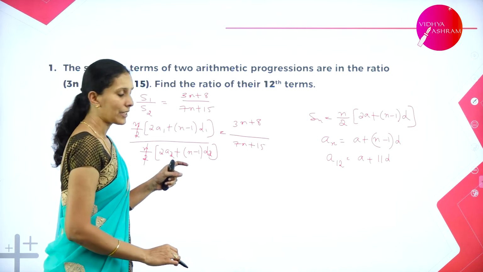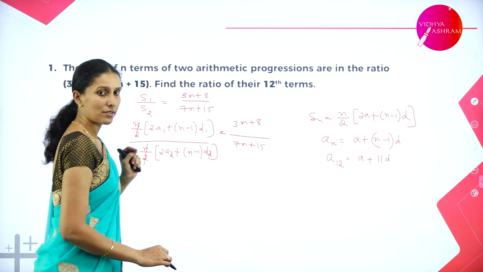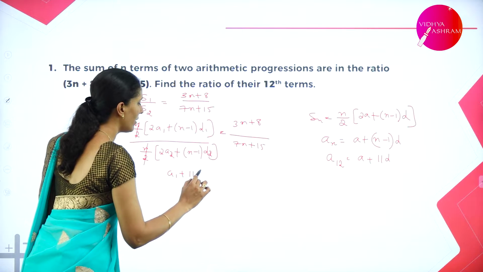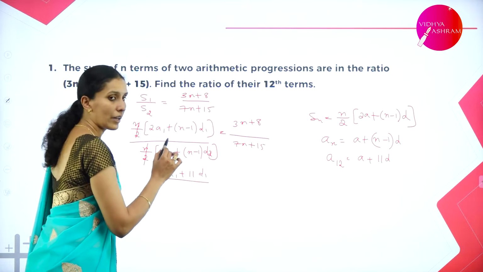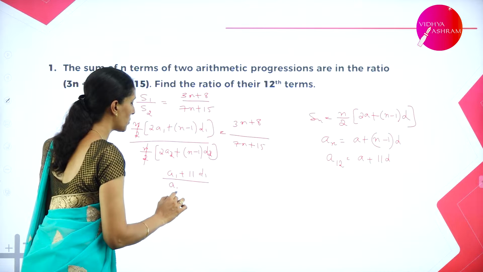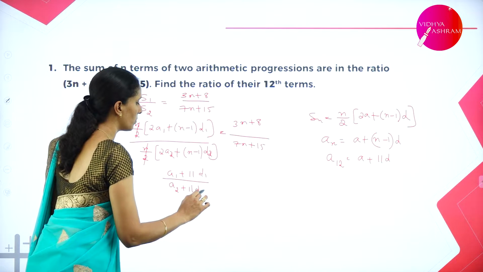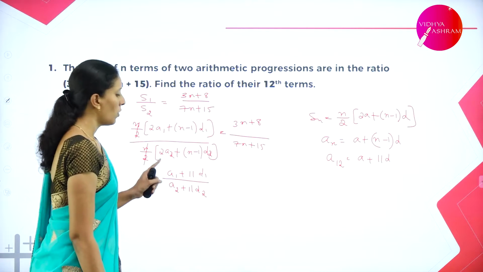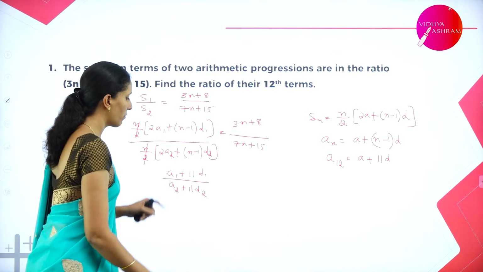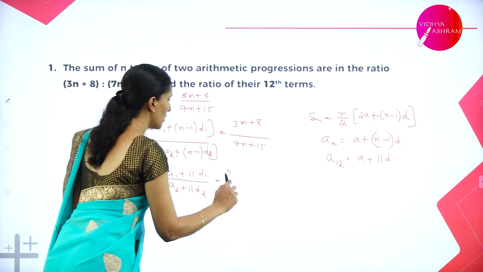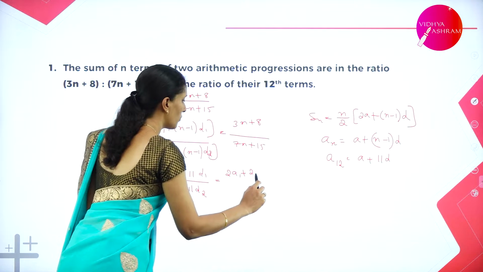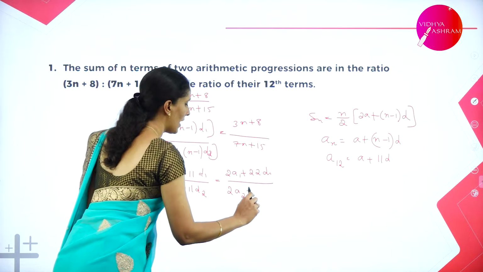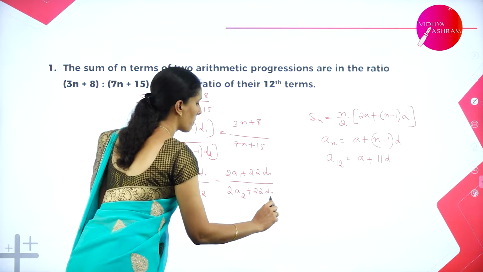Now, how can I write the 12th term of the first sequence? I can write this as a1 plus 11 d1. How can I write the 12th term of the second one? That is a2 plus 11 d2. So, now I need to calculate the ratio of these two. Now, what I will do here is, I will multiply with 2. So, this expression becomes 2a1 plus 22 d1 divided by 2a2 plus 22 d2.